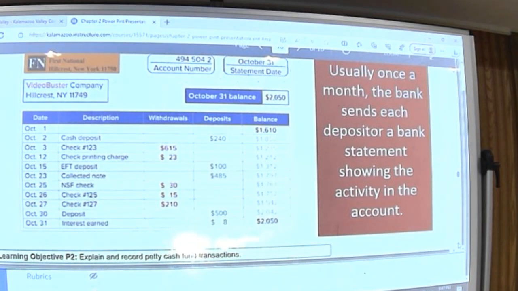Okay, why do we look at that bank statement? Well, we need to keep track of what the bank shows is available to us.